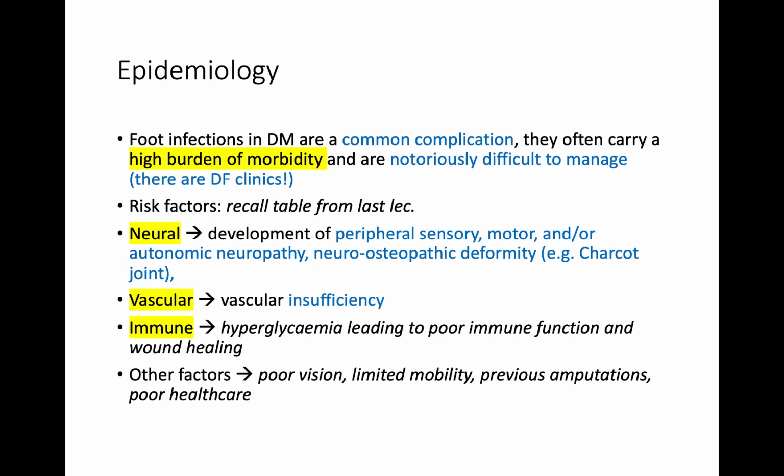تمام. So risk factors هلا هم حكيناهم neural, so development of peripheral sensory motor and or autonomic حكيناهم. Neuro osteopathic deformity مثلا Charcot joint شوفوها هدول بعدين. Vascular حكينا vascular insufficiency, we mentioned how that works, and then immune حكينا how that works, and then other factors اللي هو نفسه المريض رح يكون عنده حكينا مثلا proprioception is different, limited mobility, رح يكون كبير بالعمر, ممكن previous amputations, poor health care, الفيجن حكينا بصير affected.